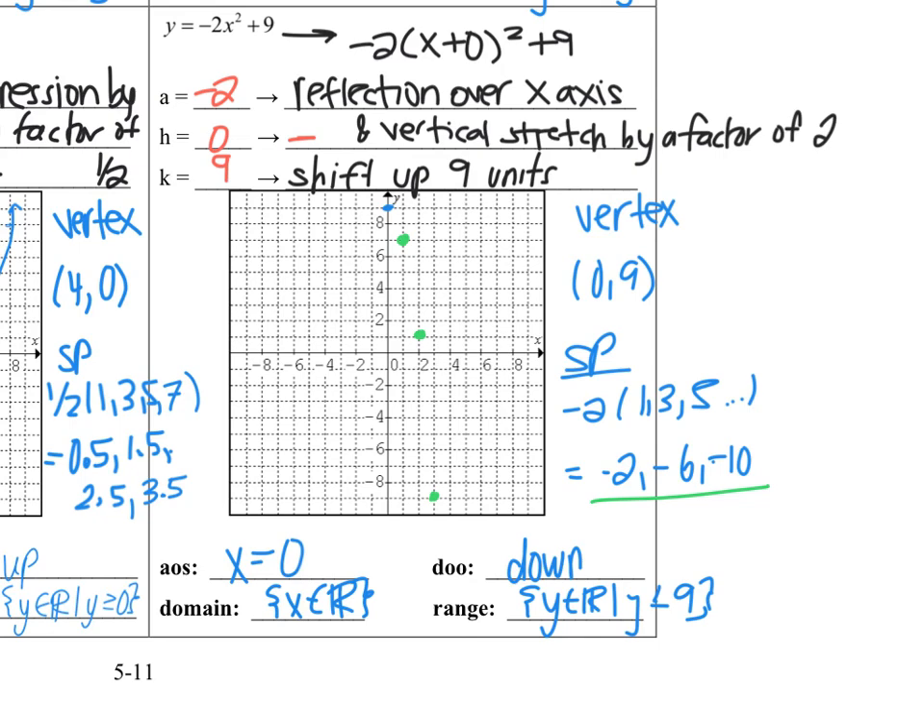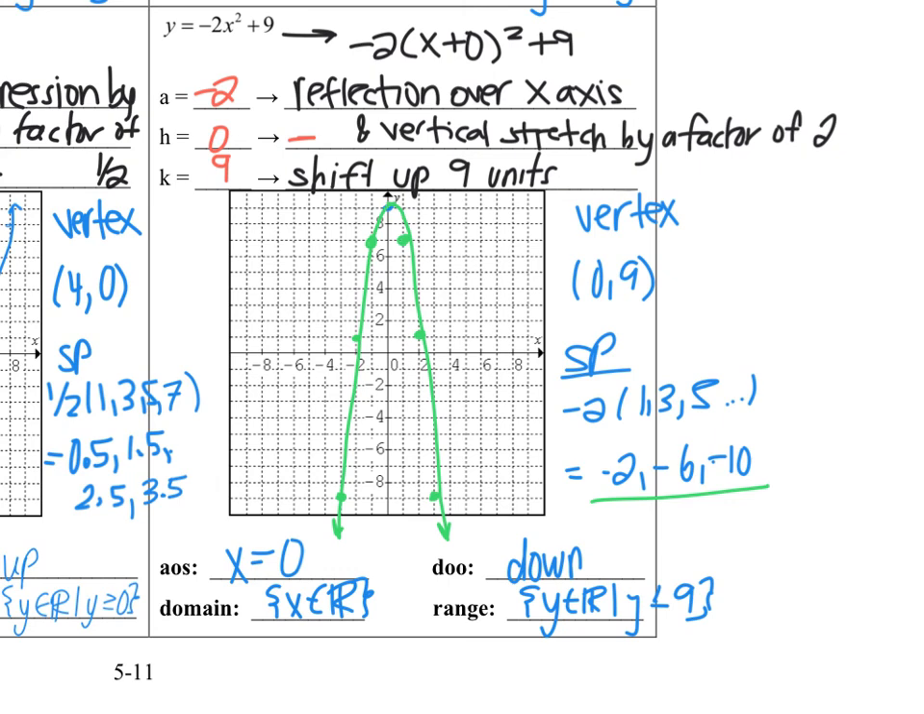Now I use symmetry. Directly across from the point at 7, there should be another one. Directly across from the one at 1, another one, and directly across from the -9, the last one. Now, I just want to connect my dots to get that parabola, and again, I'm putting my arrows for proper communication.